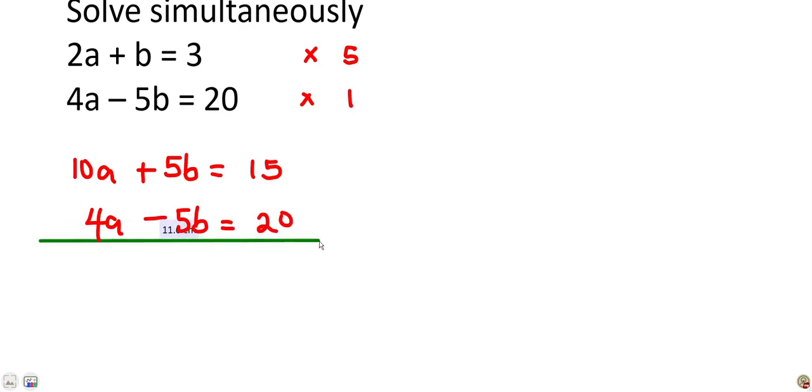So I'm going to draw a line. Now I can see that the coefficients for b are the same and they have different signs. That suggests that I'm going to do some adding along the column. So if I add 10a and 4a, I'm going to have 14a, and 5b plus minus 5b, well, that's 0. 15 plus 20, that's going to give me 35. And when I divide both sides by 14, a is going to be 35 over 14. Okay, let me write this in very well.